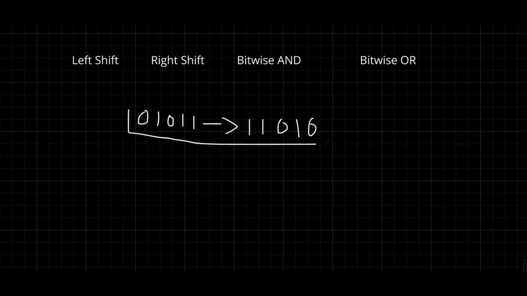Before going to the algorithm, let's try to understand what the problem actually says. Here, the problem says we have to reverse the bits. Suppose our bits are 0, 1, 0, 1, and 1. Now, if we reverse it, it will become 1, 1, 0, 1, and 0. To understand this algorithm, we have to make clear the concepts of these four things: at first left shift, then right shift, then bitwise AND and bitwise OR.